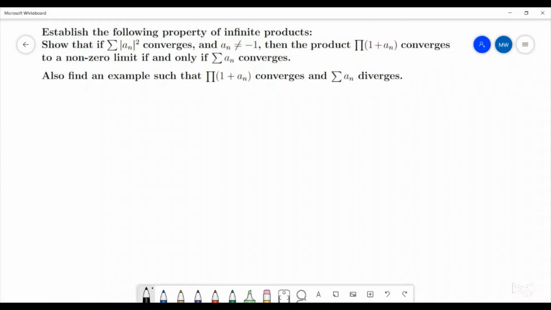Today we're going to go through this problem from complex analysis. We're going to show that if the sum of the modulus of a_n squared converges and none of the a_n's are -1, then the product of 1 plus a_n converges to a non-zero limit if and only if the sum of a_n converges. After that, we are going to find an example where the product of 1 plus a_n converges and the sum of a_n diverges. But notice that this does not have quite as many hypotheses as the starting statement, so this is going to show why some of those hypotheses are necessary.